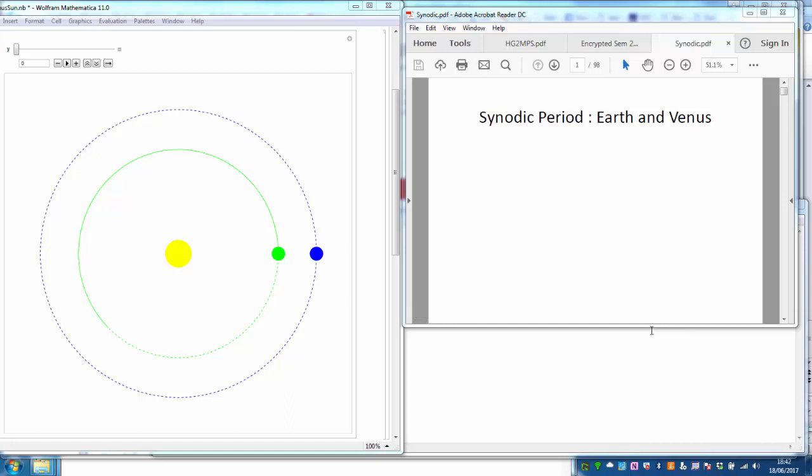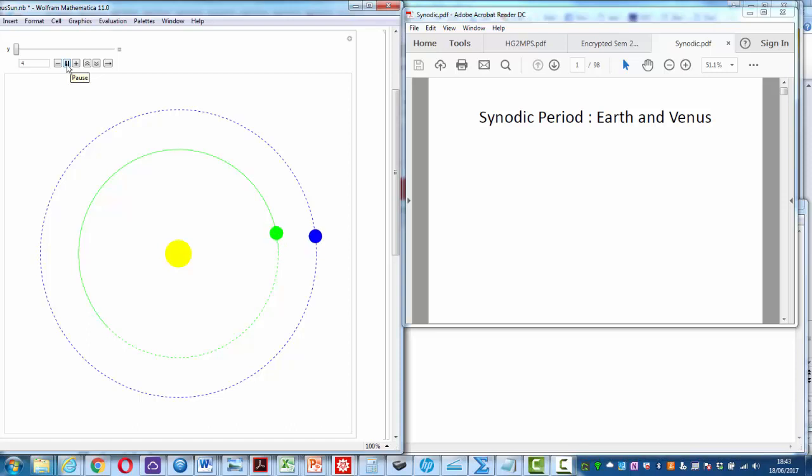Let us look a little bit at the orbit of the Earth in blue and Venus in green around the Sun in yellow. We'll make a note of the number of days, but let's start off with a situation where Venus lies between the Earth and the Sun. That is, Venus is at inferior conjunction. So when we start things, we can see Earth and Venus make their way around the Sun.